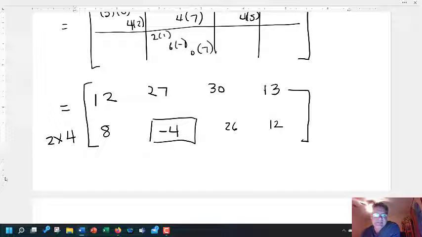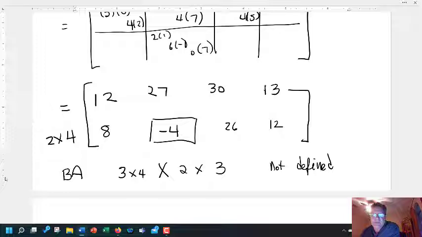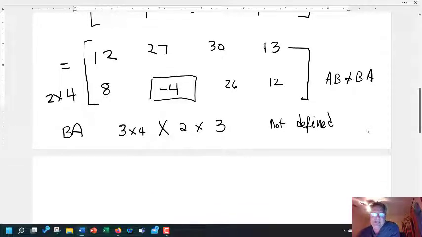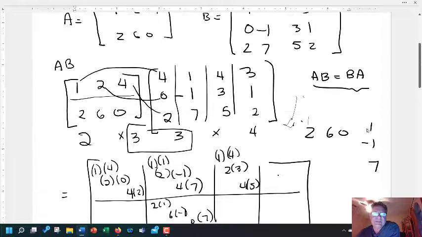Notice if I try to multiply B times A, B, remember, was a 3 by 4, and then I would be trying to multiply that by a 2 by 3. Notice we wouldn't even be able to do that. That is not defined. So in this case, AB can't be equal to BA because the matrices aren't even going to be the same size. AB is defined and BA is not. So that is a kind of weird characteristic about matrices.